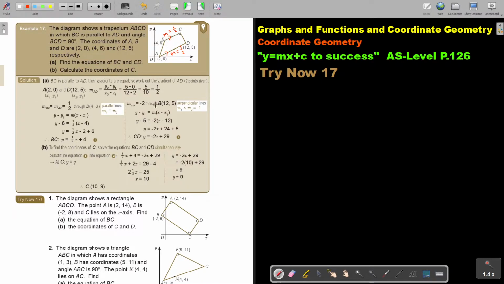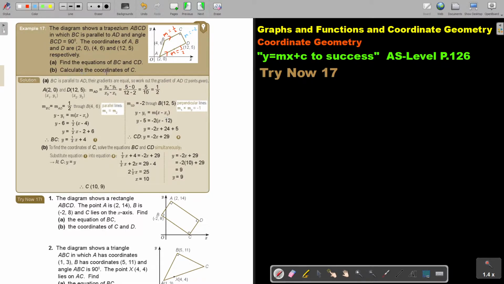Now, I must also find CD. That is perpendicular. So if this gradient is a half, then this one will be -2. It's the reciprocal and with different signs. And I have again a point, so I do exactly the same and I get CD. This was perpendicular. This was making use of parallel lines.